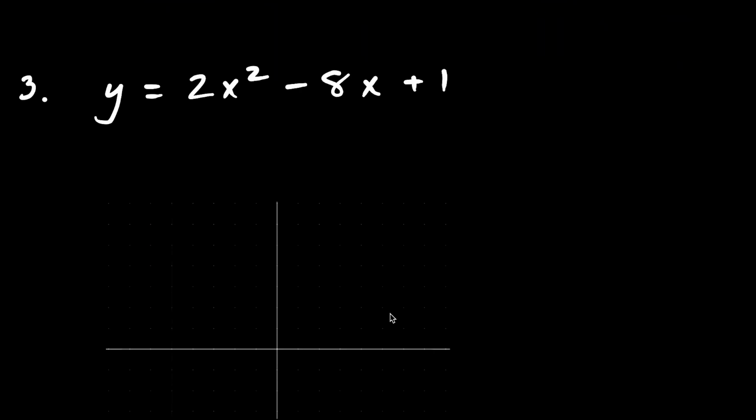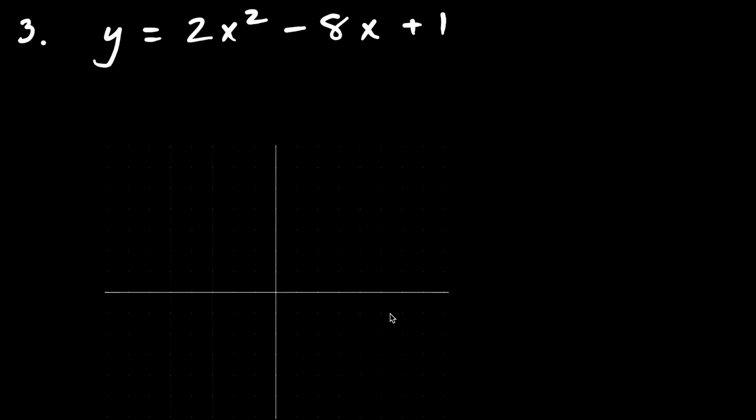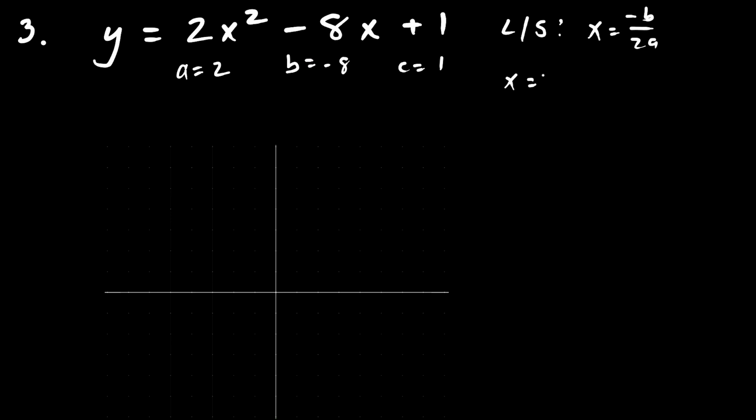All right, our last example here. We have y equals 2x squared minus 8x plus 1. So here we can see our a value. A is 2, b is -8, and c is 1. And again, it's a good habit to always do this, less likely to make a mistake. Line of symmetry, again, we'll just write the formula down, -b over 2a. And now we'll go ahead and solve for that.